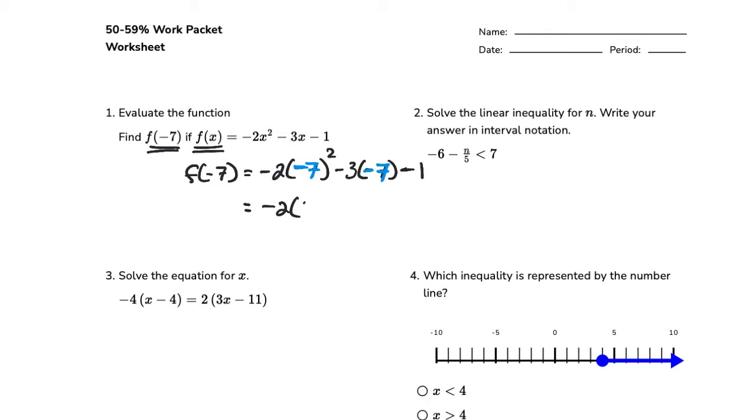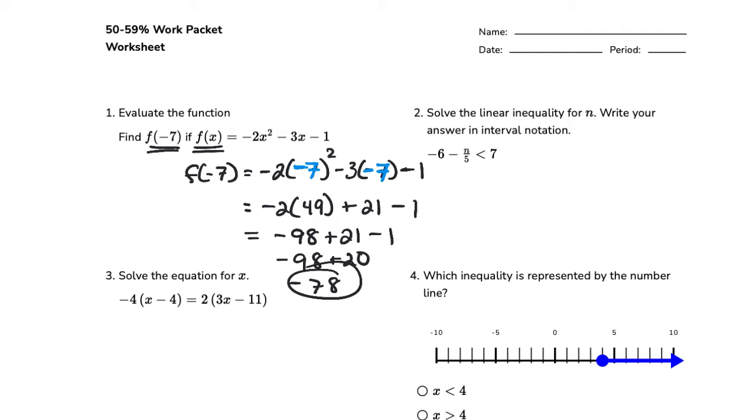-2 times -7 squared, so it becomes positive. I multiply, and that becomes positive. -2 times 49, that's -98, plus 20. -98 plus 20, or -78 for me. So that'd be my answer to number 1.